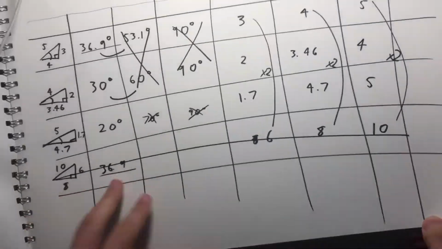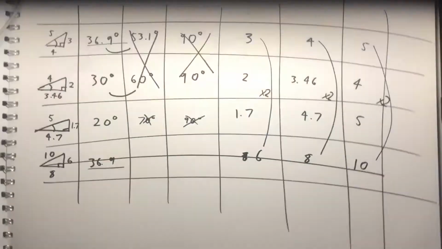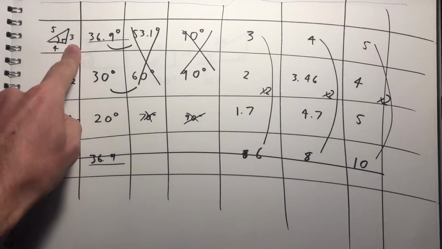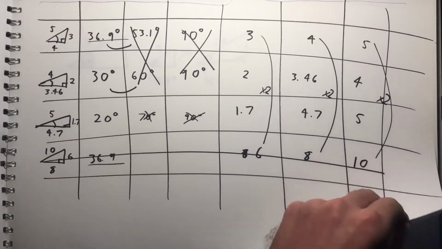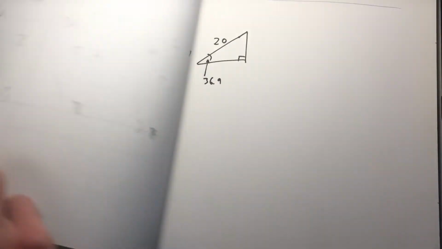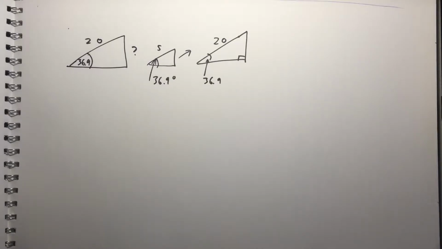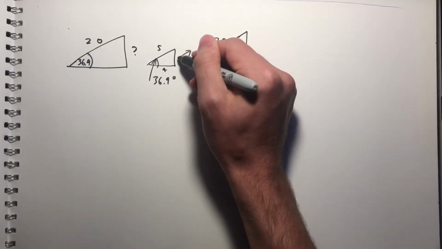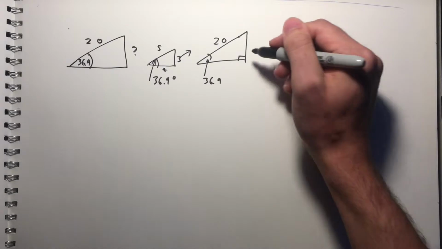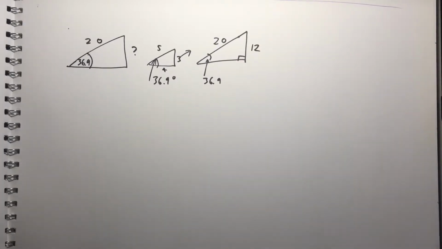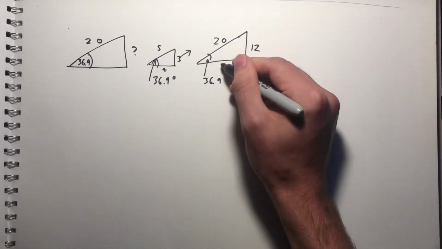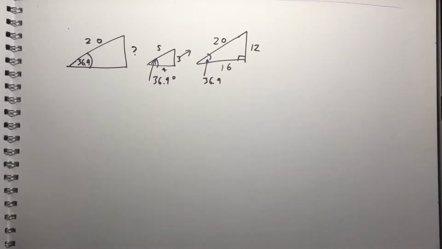So what were they in my smaller triangle? That's right, so it was 4 and 3. Okay, so that means going back here, the hypotenuse is 5, and then the adjacent is 4, and the opposite is 3. So we're just going to scale that up, and that's going to be 12 because we're timesing it by 4, and then the 4 becomes 16.